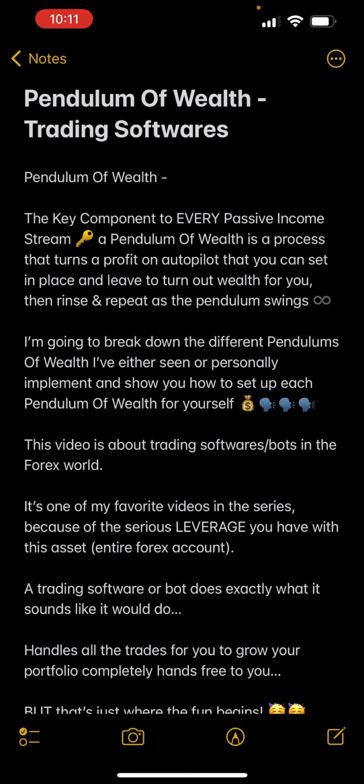Now, what is a pendulum of wealth? Well, a pendulum of wealth is the key component to every passive income stream. I 100% confirm that after you read the rest of this definition, you will not be able to name a passive income stream that is not a pendulum of wealth, or else it is not a truly passive income stream, because a pendulum of wealth is a process that turns a profit on autopilot that you can set in place and leave to turn out wealth for you, then rinse and repeat as the pendulum swings.